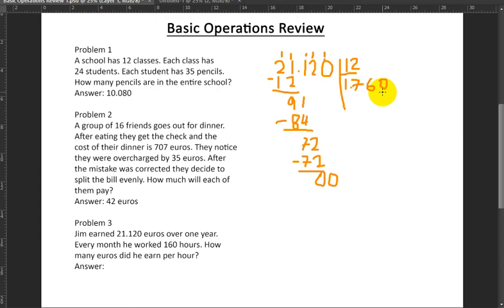So now let's try and find out how many euros he made per hour. To do that, I'm going to have to divide this number by 160. Because if he made this much money in 1 month and worked this many hours in 1 month, then to find how many euros for 1 hour, I have to do 1,760 divided by 160.